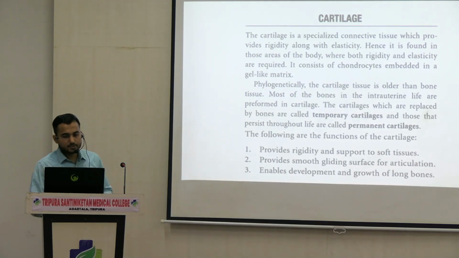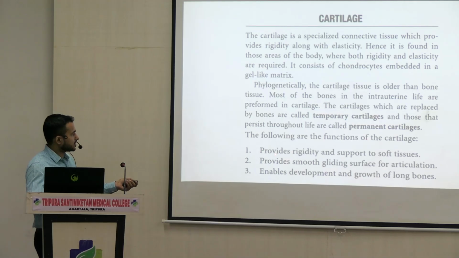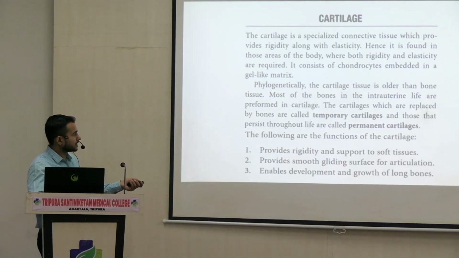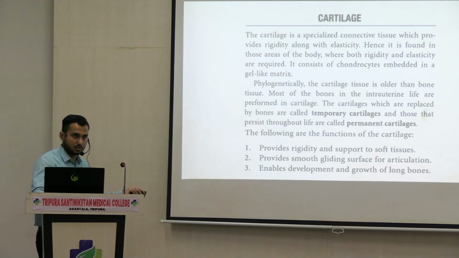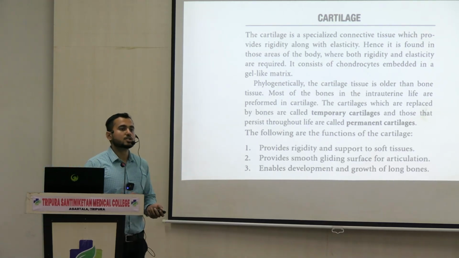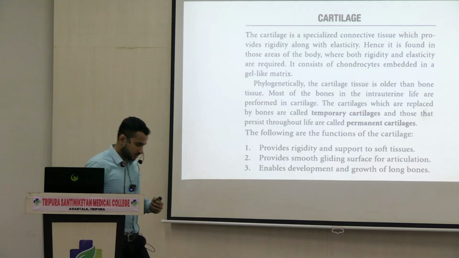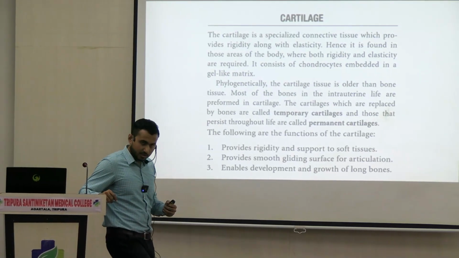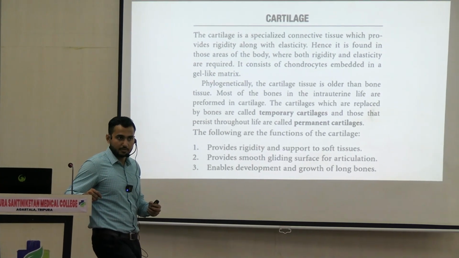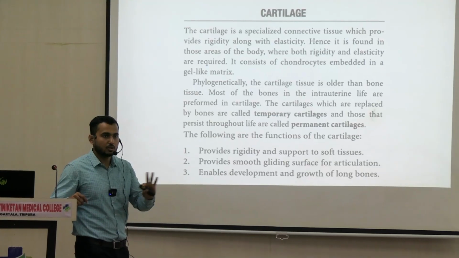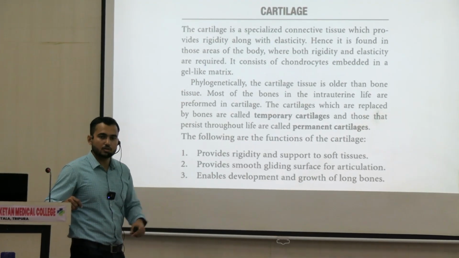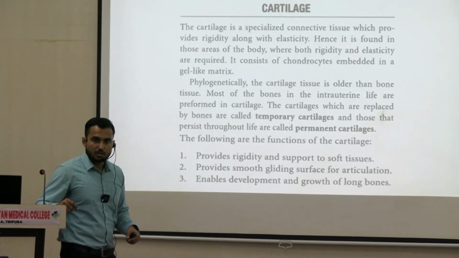Next, if you see the function of the cartilage, it provides rigidity and support to the soft tissue, and a smooth gliding surface for articulation. Now, this is articulation of joints. Whenever you are doing any movement, suppose I can do any movement like this freely without any problem. I'm talking about a normal joint, not an abnormal joint. You also can do free movement.